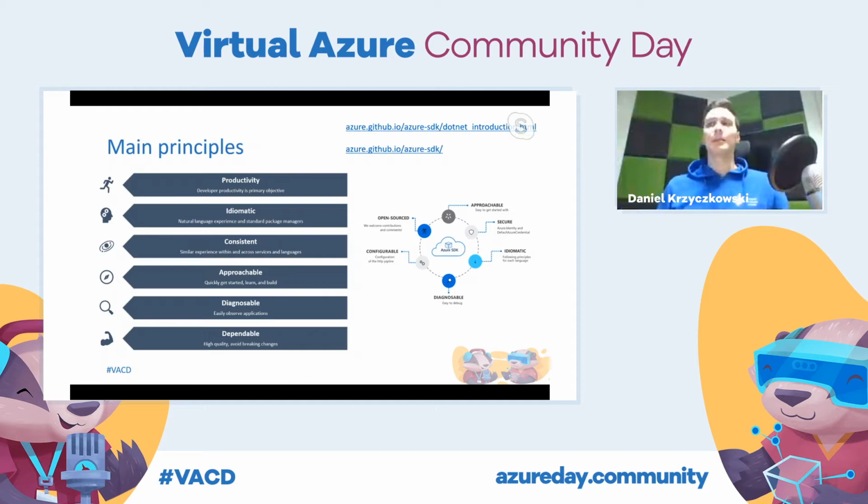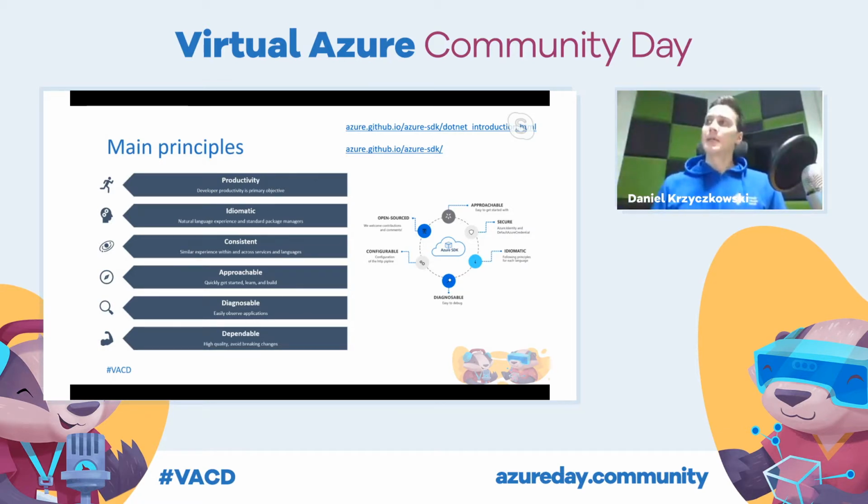And at the end, dependable. So high quality, avoiding breaking changes. The idea here is just to provide a new version of the library, for instance, for Azure Key Vault, but to not provide breaking changes, so we can be sure that, okay, this is version 1.0 and this is version, I don't know, 2.0, and everything is quite similar. So that's why those main principles are crucial and related with the new Azure SDK.